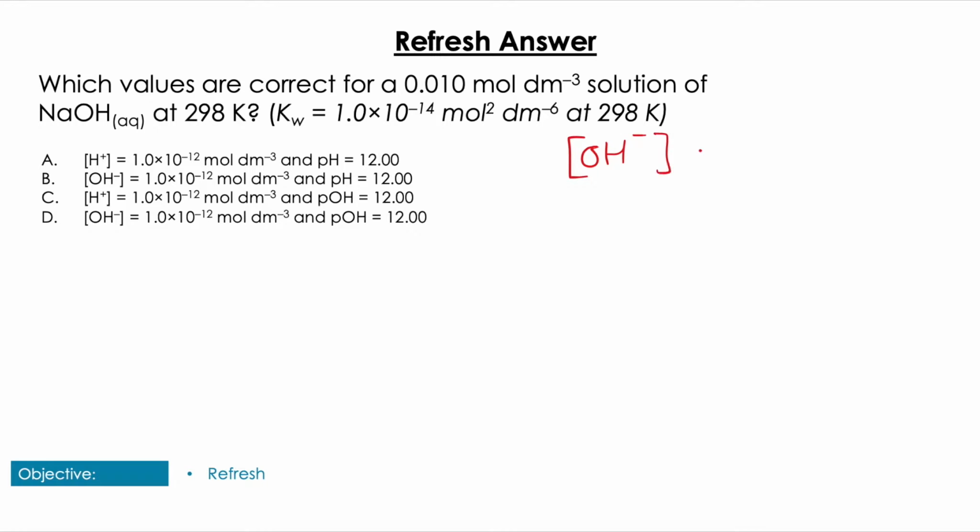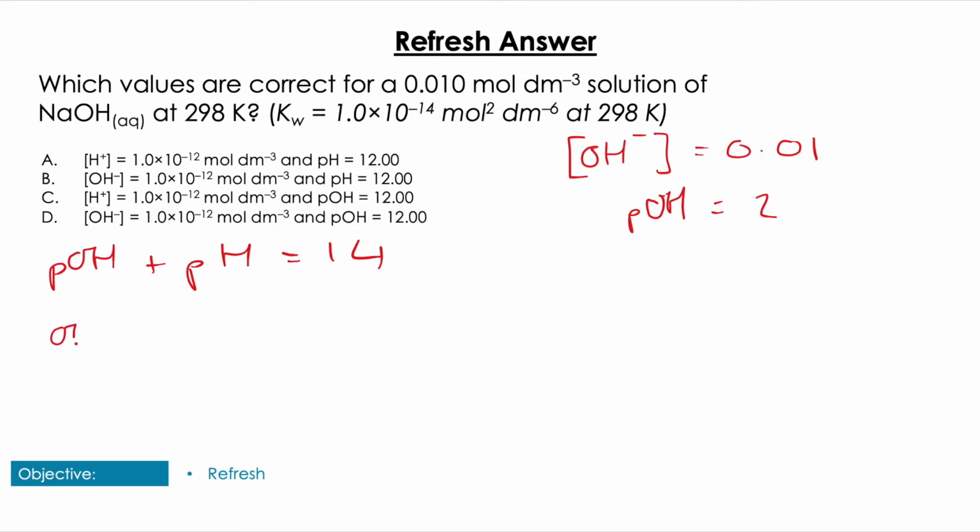So easiest way for us to get started here is going to be to find our pOH, because we know that we have a 0.01 mole per decimeter solution of OH minus ions. So that is going to give us a pOH of 2. We can then use the relationships between pOH and pH together to find the remaining information that we need. So we know pH plus pOH is 14, and that we know OH minus and H plus concentration is 1 times 10 to the minus 14.